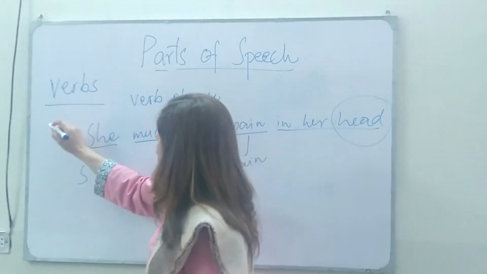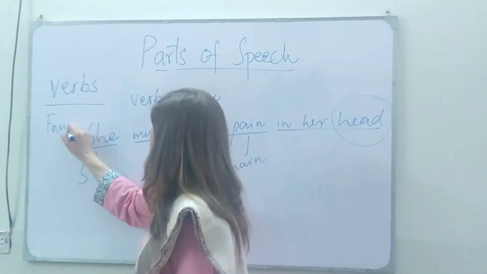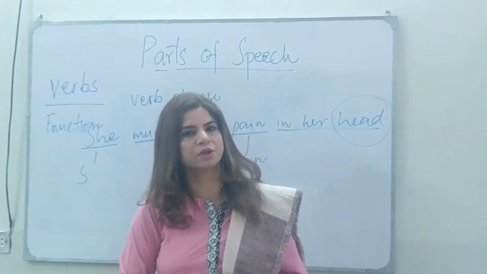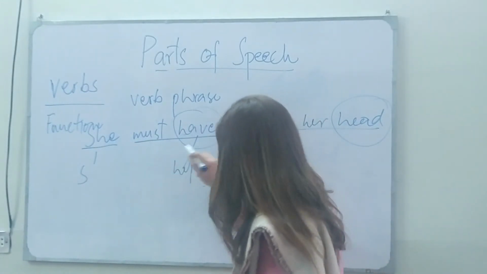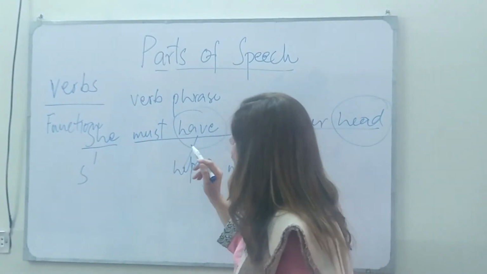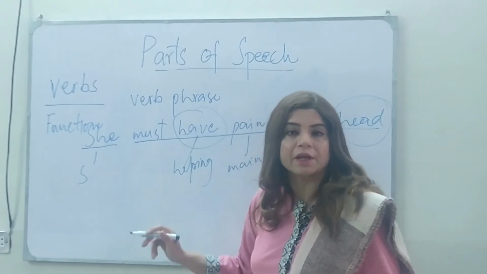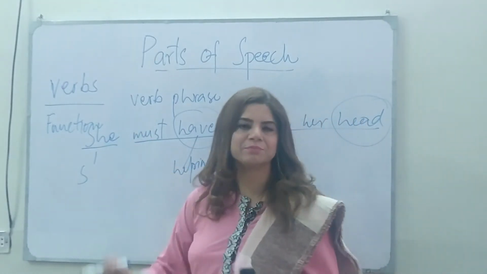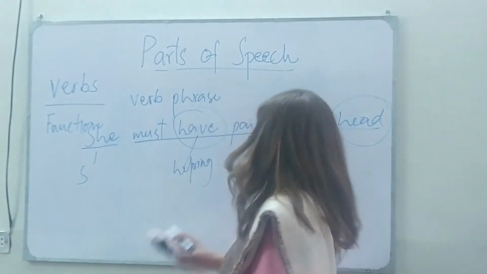The main function of the verb is to check whether it is a verb phrase or not. Okay, she must have pain. What is predicating here is that this phrase is telling you that the subject has pain in her head.